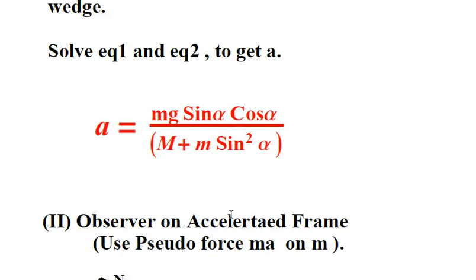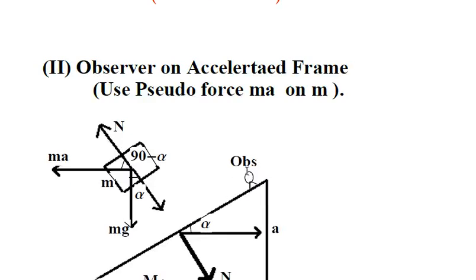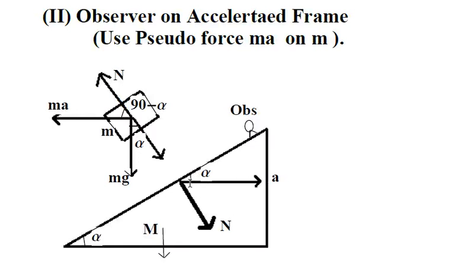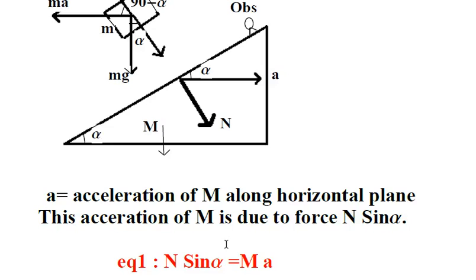Now from the point of view of accelerated frame, if the observer is on this accelerated block, capital M, then equation 1 is same, because N is the normal reaction. The component of N provides the acceleration. So N sin alpha is equal to mass into acceleration of this block, capital M.